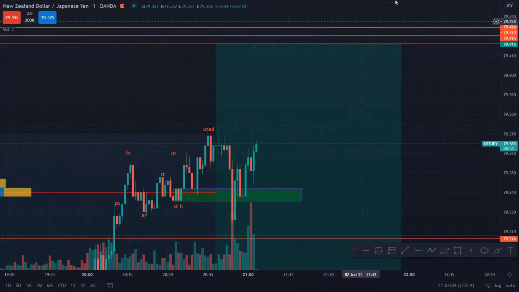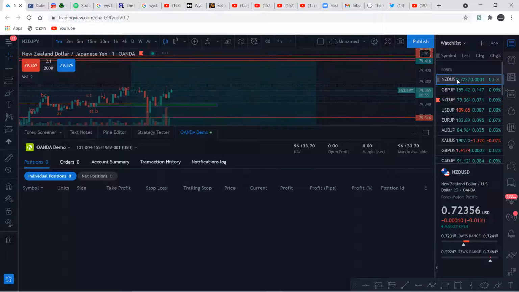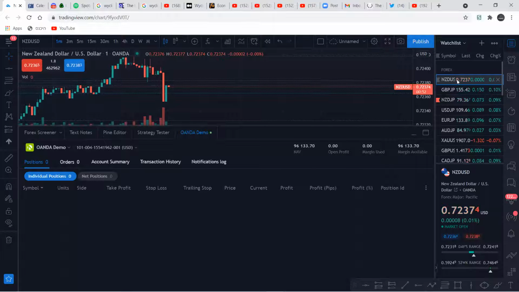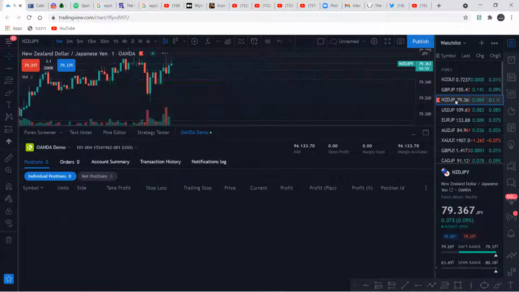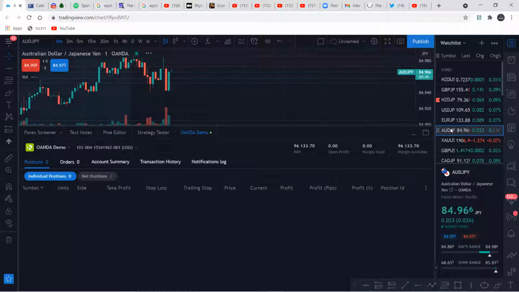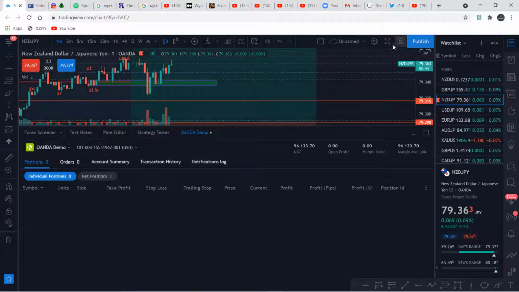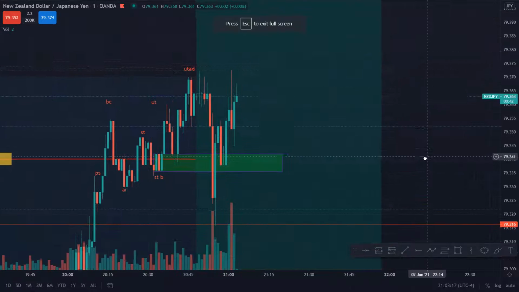There we go. Let's look at the New Zealand dollar. New Zealand yen, and now the Australian yen is also moving up significantly higher. Same thing with Kiwi yen.